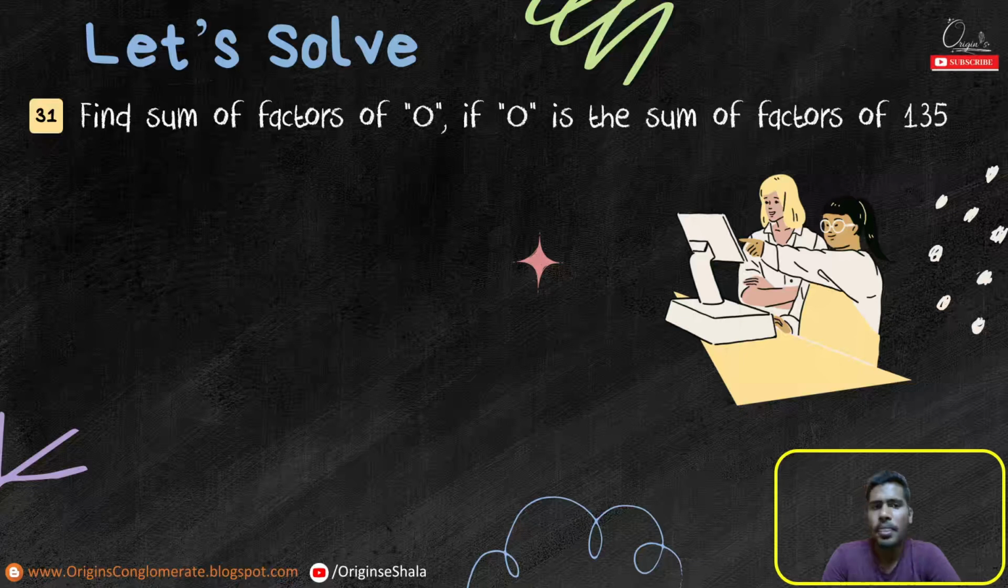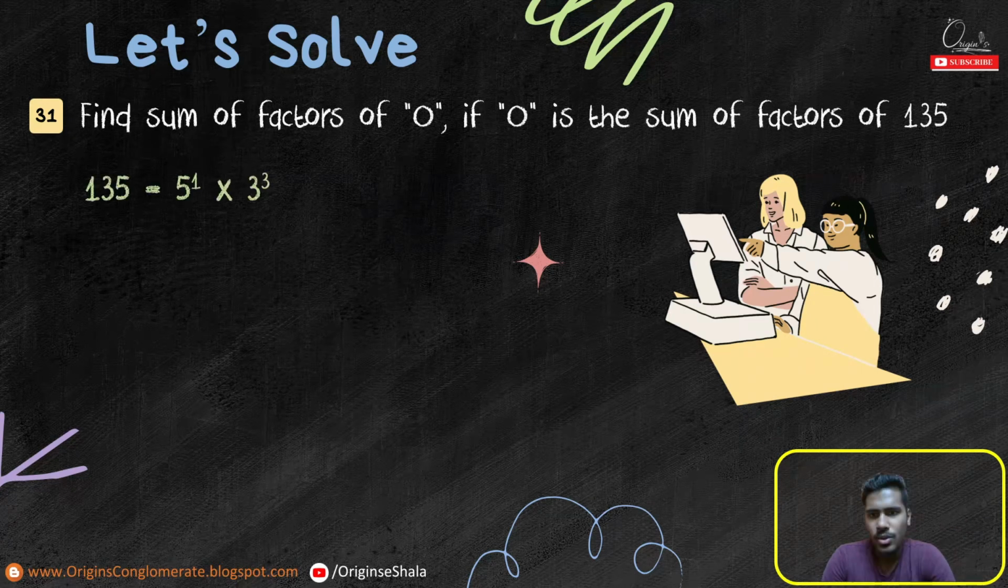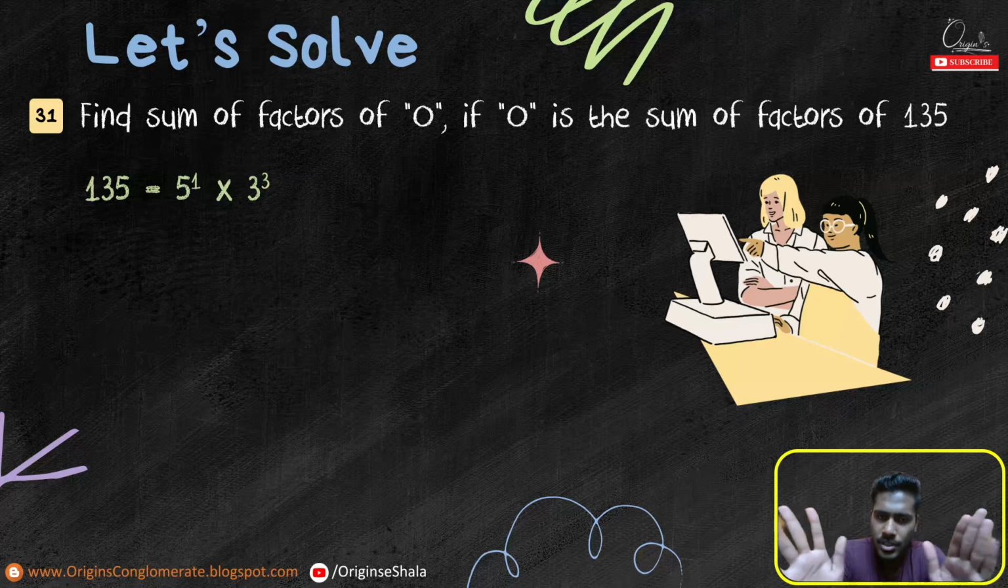Let's move on. Now, again, a roundabout way of stating a simple question. Find the sum of factors of O if O is the sum of factors of 135. Now, first, it might be quite complicated for many of you who might not be from an English medium background, but let's keep it simple. First, I need to find the sum of factors of 135. That is the essence first.